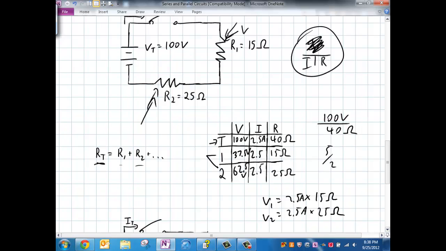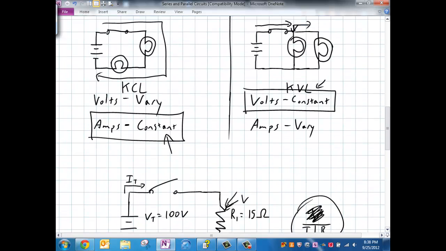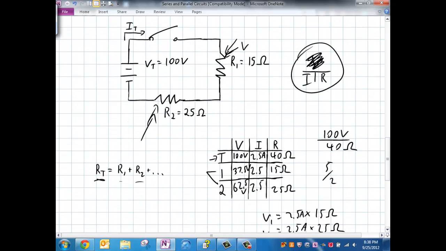I mentioned earlier in Kirchhoff's laws that the total volts is equal to the summation of each point. That's what this means. That's how I solve for a series circuit using Ohm's law.